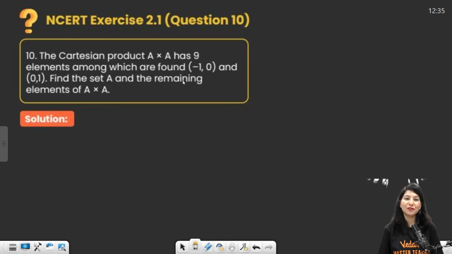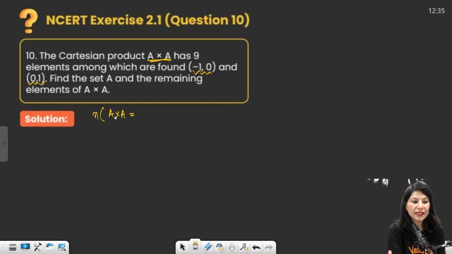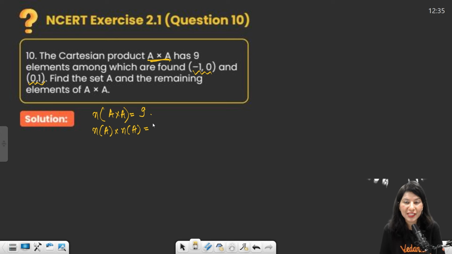Alright. The last question of 2.1 exercise. That is question number 10. The Cartesian product A cross A has 9 elements. Among which are found minus 1, 0 and 0, 1. Okay. So A cross A is having 9 elements. Understand. If I just apply that formula, the cardinality of A cross A is cardinality of A into cardinality of A. So it is going to be 9.